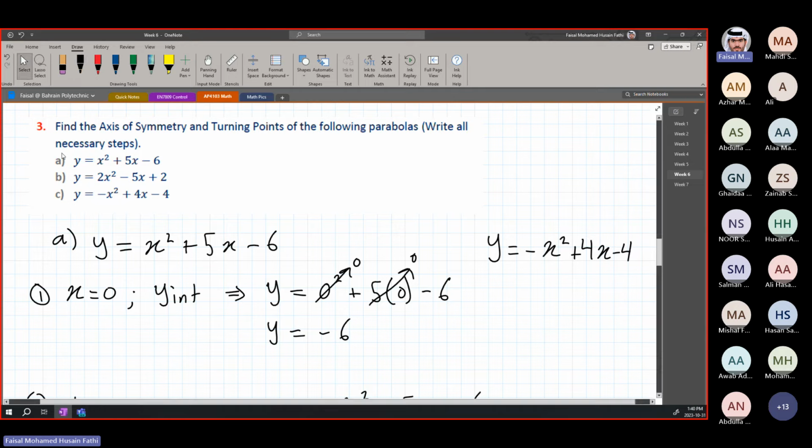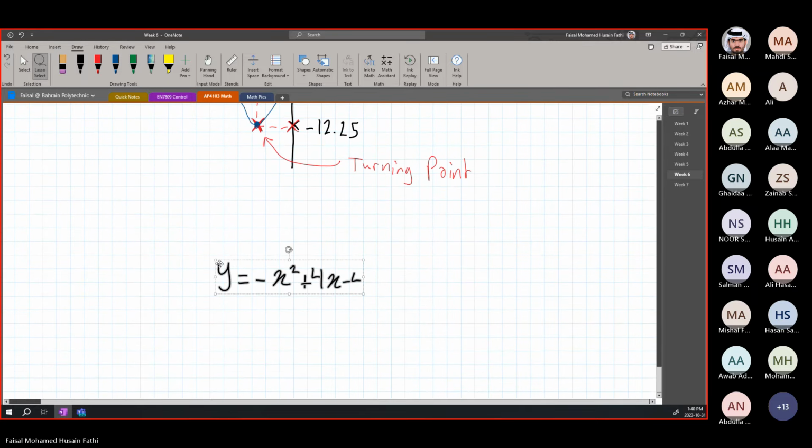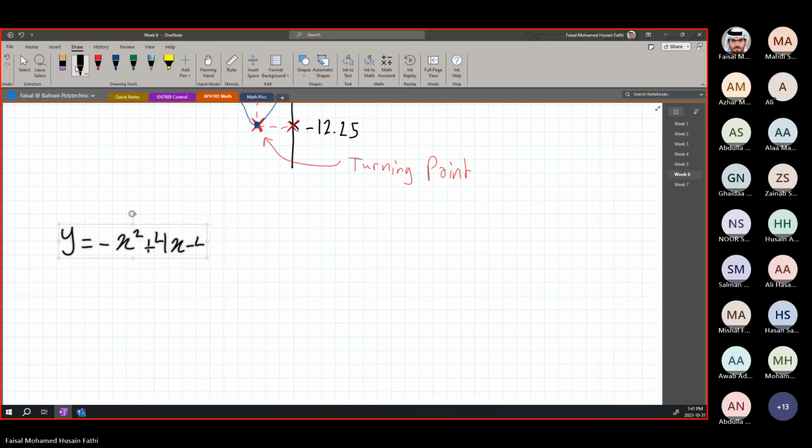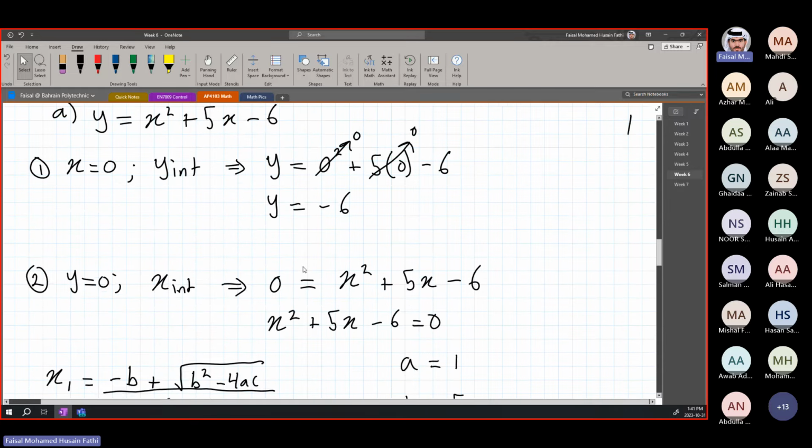Keep in mind, here the question isn't asking me to plot. The question here is just asking me to find the axis of symmetry and turning points. But I'm just plotting so that we get the concept, to make it clear for everyone. Okay? So we will do part C. So this is part C. This was a 4, if I'm not mistaken. So yeah, plus 4x minus 4.